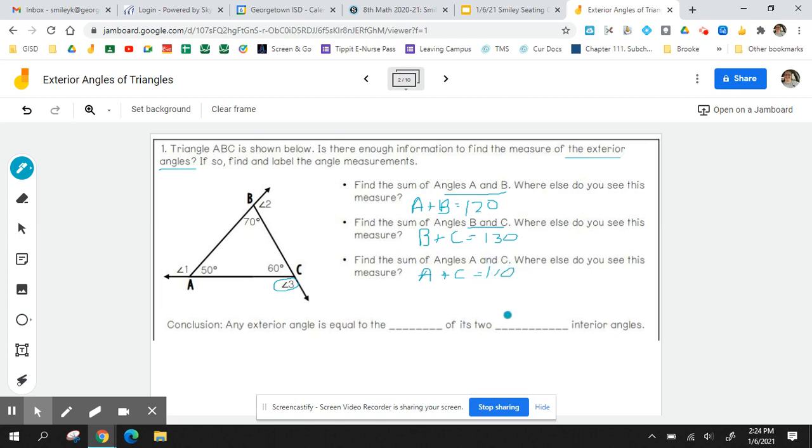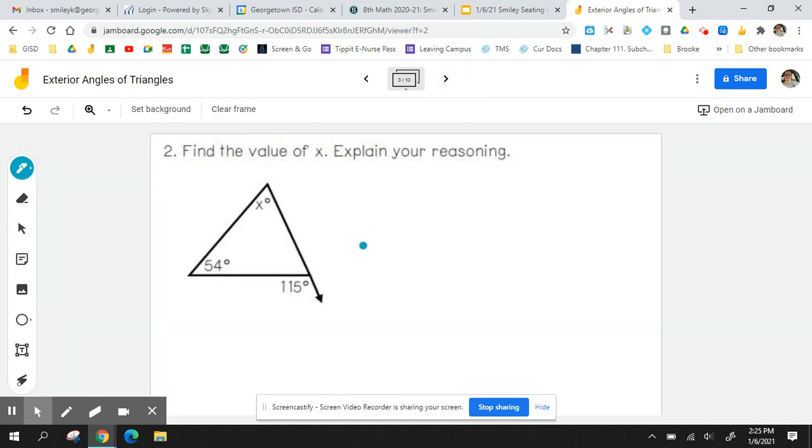All right, so conclusion. Any exterior angle is equal to the sum of its two remote interior angles. We're going to look at these in just a second with another example. So bear with me. I know this might be new for you. Just hold on.